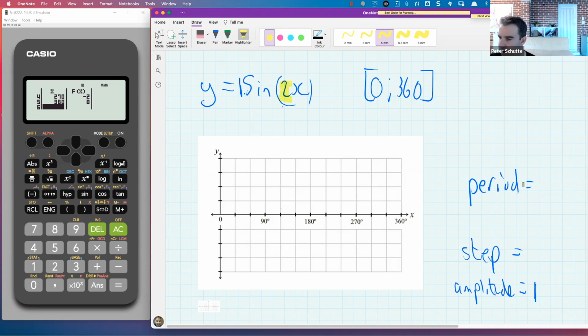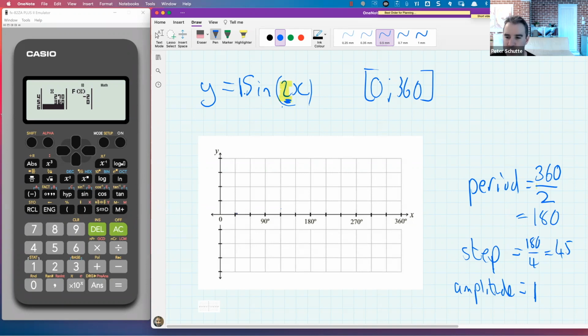Okay, so Loretta is helping us out. Anybody else agree or disagree? So the period of the graph is going to be 360 divided by whatever the number is that changes the period. And this number in front of the x changes the period, so it's 180. The step size is going to be 180 divided by 4, which is 45 degrees.